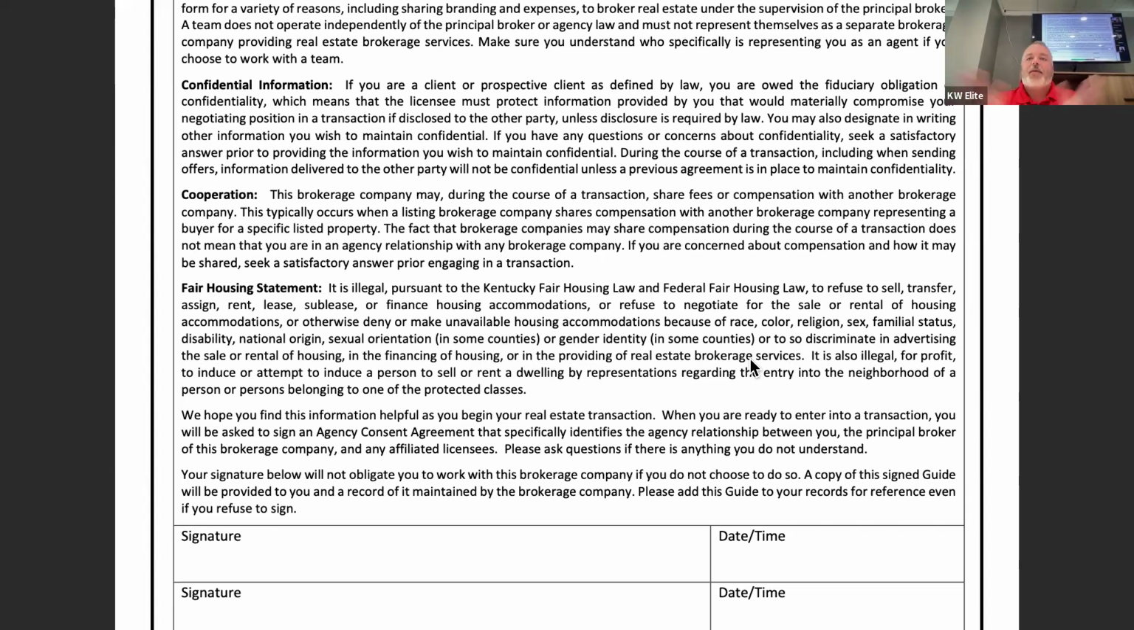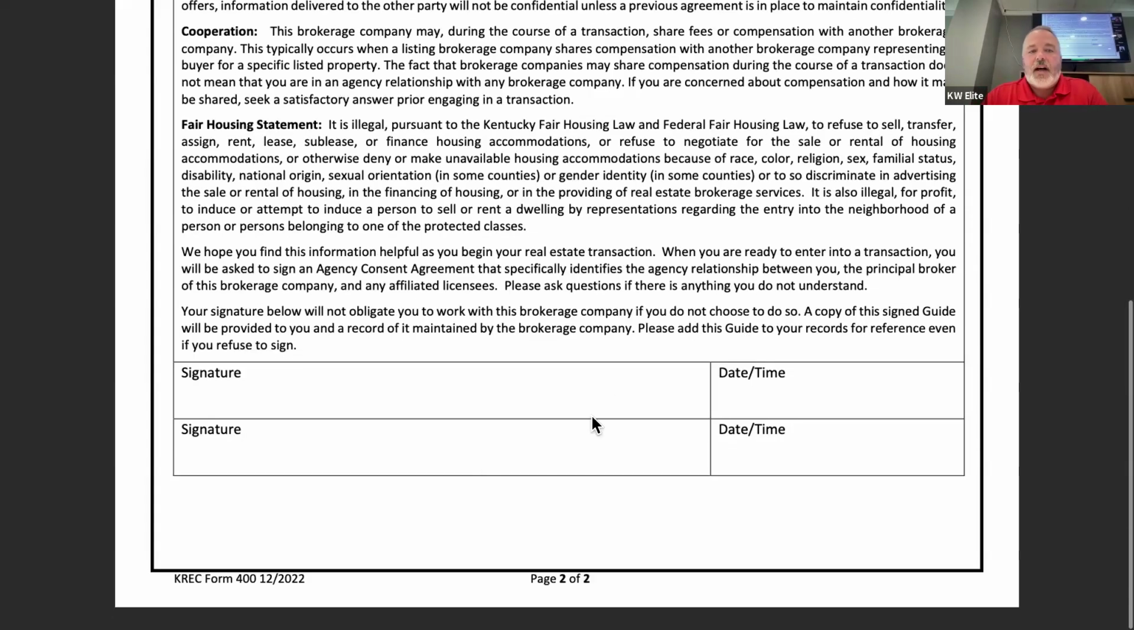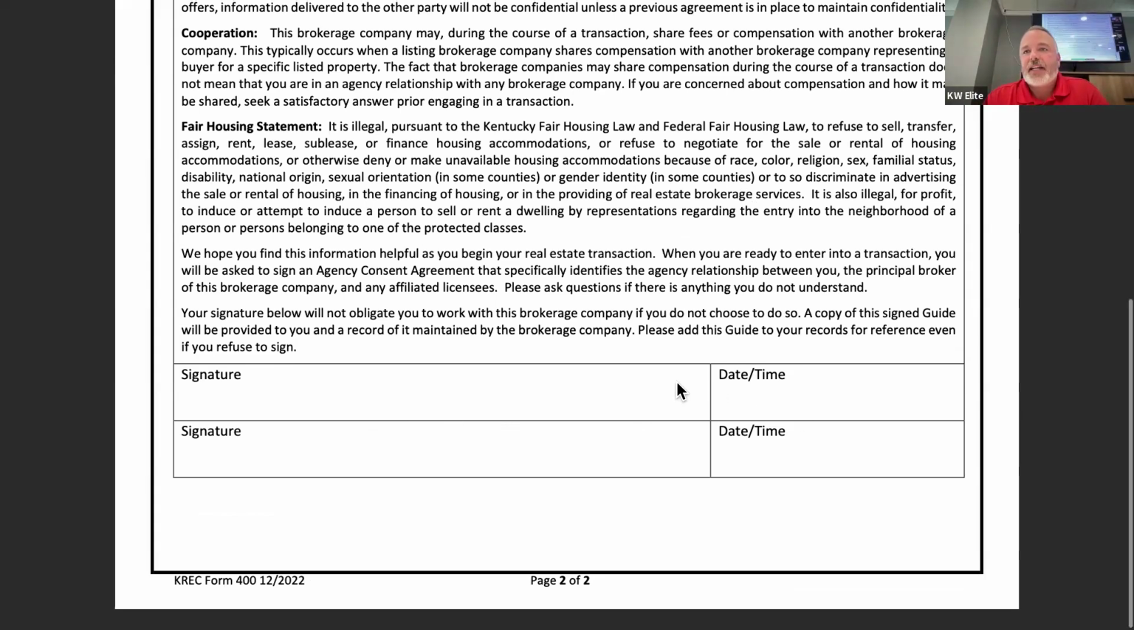So basically, hey, we're not going to discriminate in any way. We're willing to work with anybody and everybody in order to help you buy a house or in order to help you get your house sold. And then, of course, all parties, keep in mind if you're representing two people, both parties need to sign and then date and time this page.